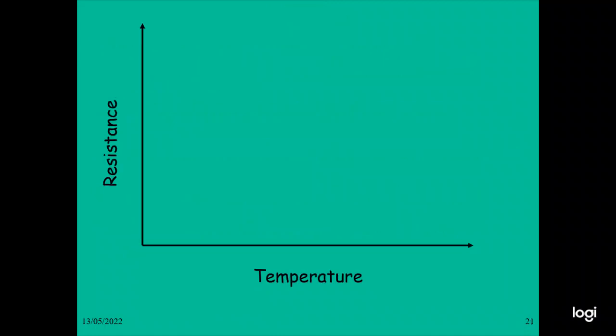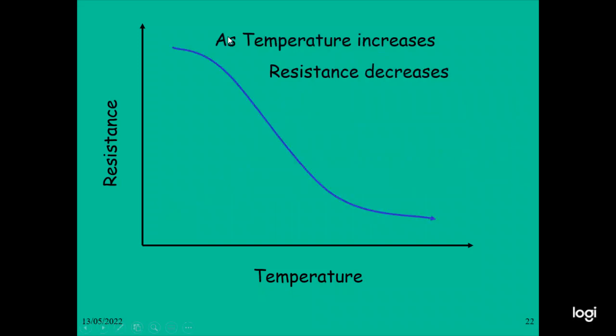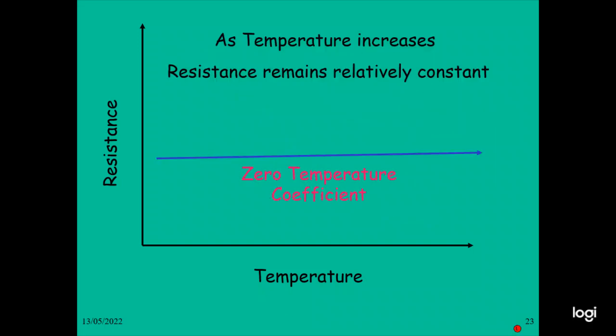So here is temperature and resistance. When the temperature increases, resistance will also increase. Temperature increases, resistance will be higher. That is a positive temperature coefficient, PTC. Now when the temperature increases and resistance decreases, that is a negative temperature coefficient, so NTC. When the temperature increases and the resistance remains generally constant, that is a zero temperature coefficient.